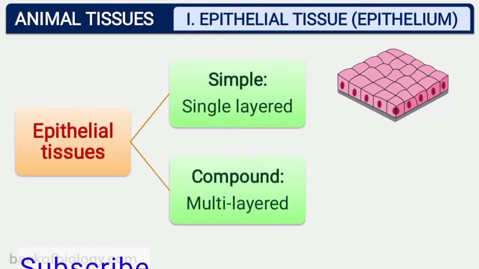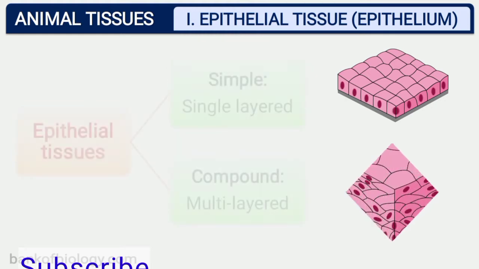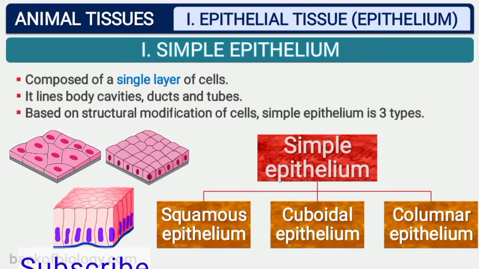Epithelial tissues are either simple, means single layered, or compound, means multi-layered. These are the types of epithelial tissues. Simple epithelium is actually composed of a single layer of cells. It lines body cavities, ducts and tubes. Based on structural modification of cells, simple epithelium is of three types: either squamous, cuboidal or columnar epithelium.